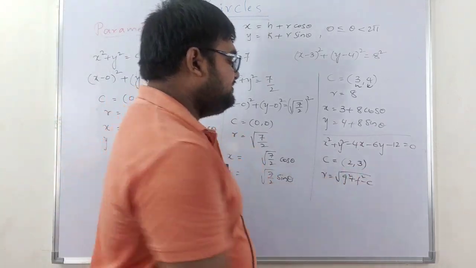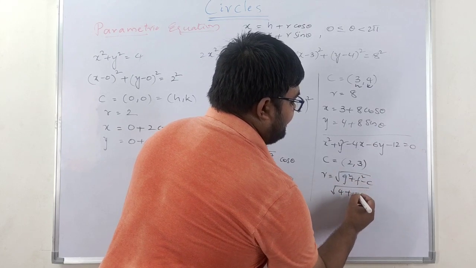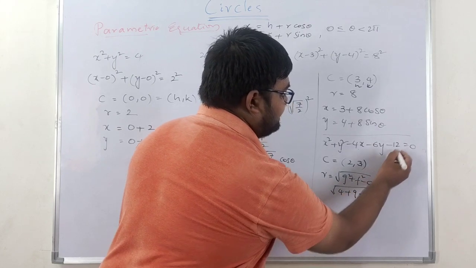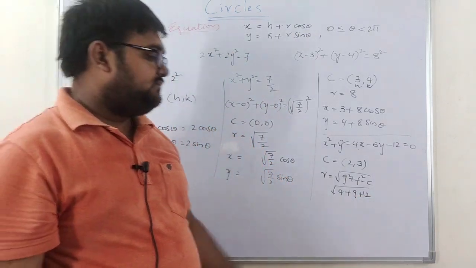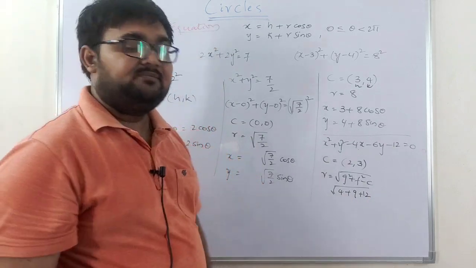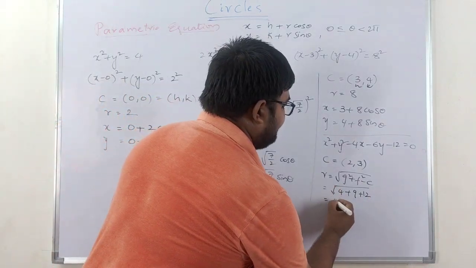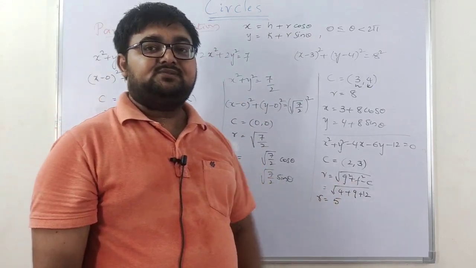Now substitute the values here. What are you going to get? g square is 4, f square is 9, minus c is minus of minus 12, which is 12. So 12 plus 9 is 21, and 21 plus 4 is 25. So clearly the radius is 5. The radius is 5, the center is 2 comma 3.